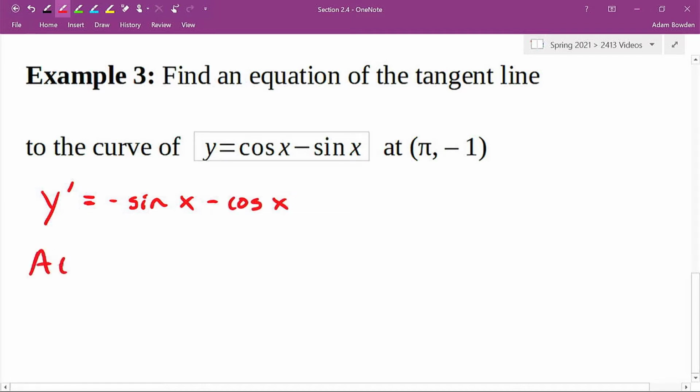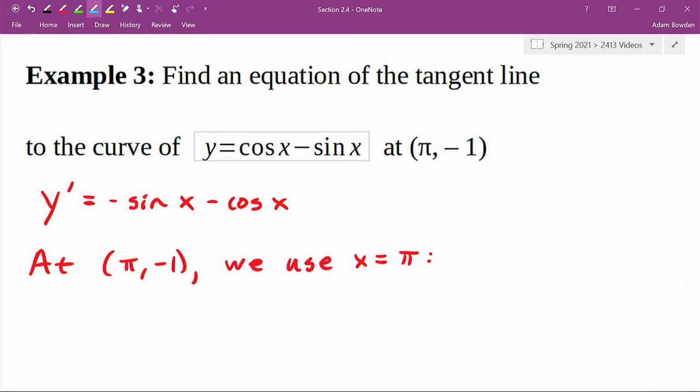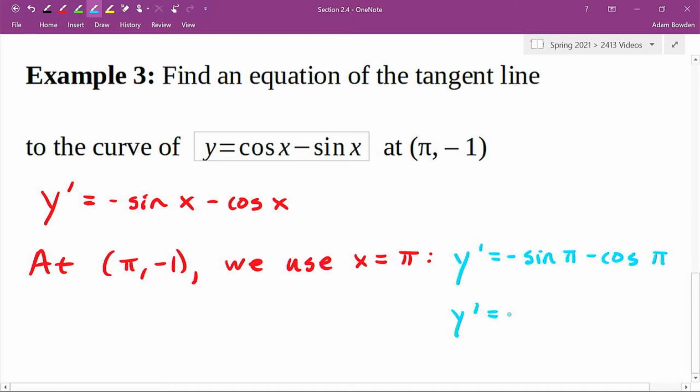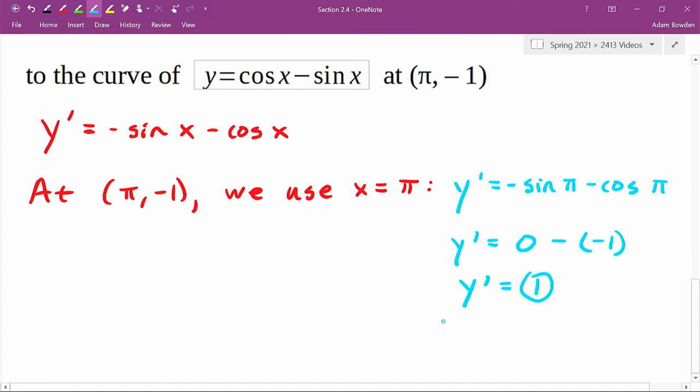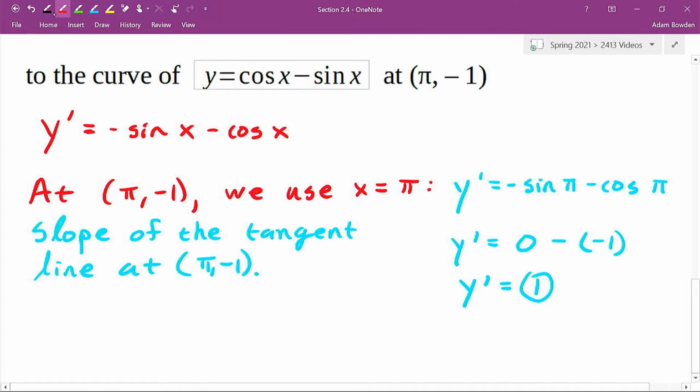And so for the point pi comma negative 1, what we're going to use is x equal to pi and evaluate the derivative there. So y prime would be equal to negative sine pi minus cosine pi. Sine of pi was 0 minus the cosine of pi, which was negative 1. So in this case, we're just going to get a positive 1. And that's the slope of the tangent line. We take it then to the equation of the tangent line.